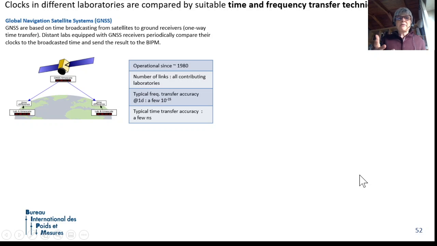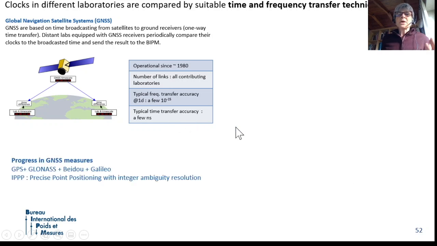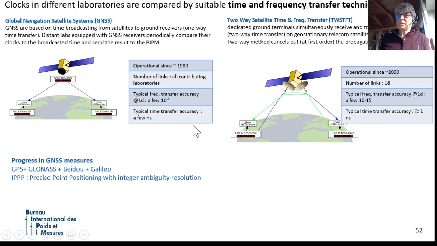We can do something more. We can use GNSS and have an accuracy of a few nanoseconds. We can use a little bit more evolved type of GNSS measurement, using not only the GPS but also the Russian GLONASS, the Chinese BeiDou, and the European Galileo. And we can have additional algorithms able to improve this type of measurement.